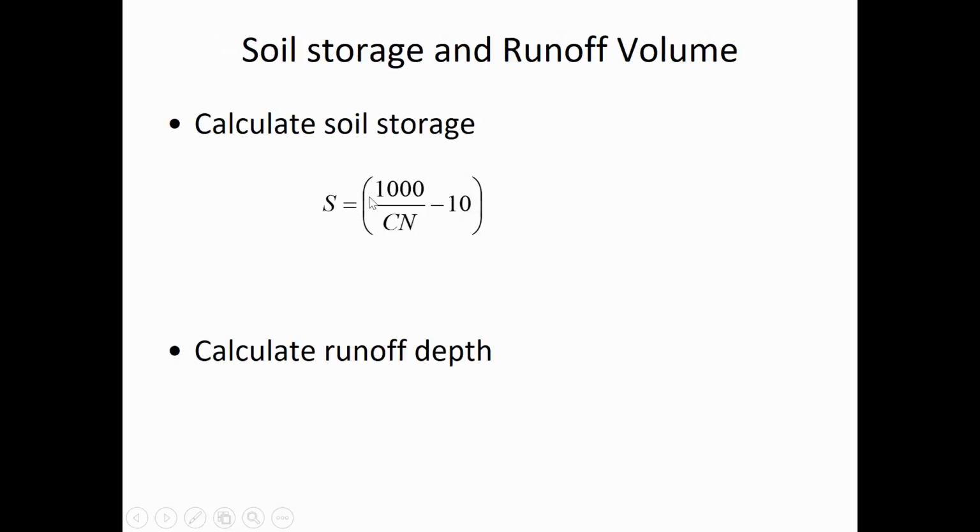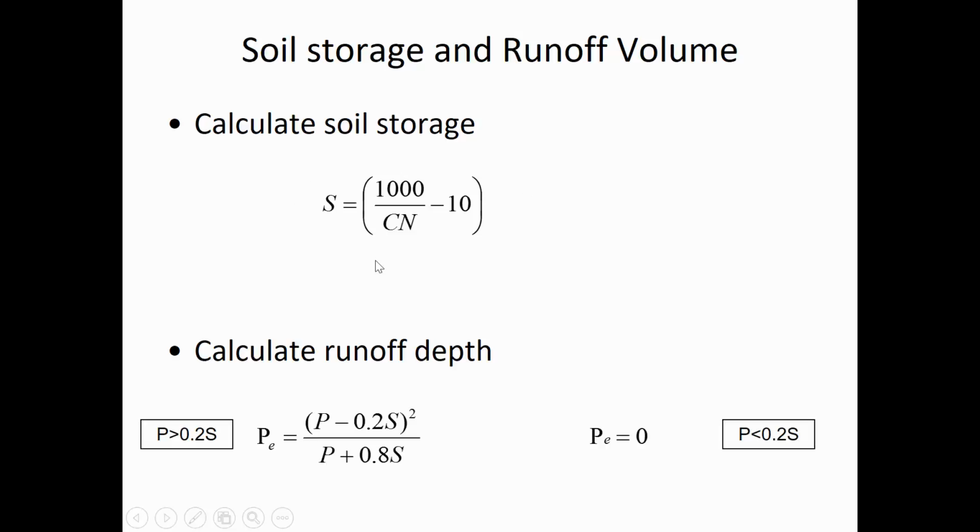Now here's the formula that we can use to calculate the storage depth based on a curve number. So I'll show you a table of curve numbers in a moment. Calculate the soil storage using this formula, and then you calculate the runoff depth in this way. P sub E, remember, is the precipitation excess. And if your precipitation amount is not enough to satisfy the initial abstraction, then there's not going to be any runoff. And so the two scenarios are there's no runoff if your precipitation amount is less than 20% of the storage, because 20% of the storage is our guess of the initial abstraction.